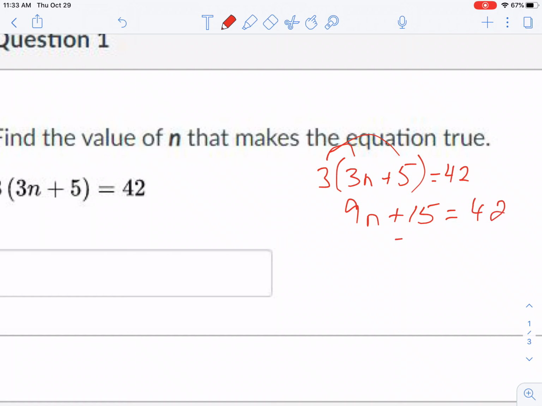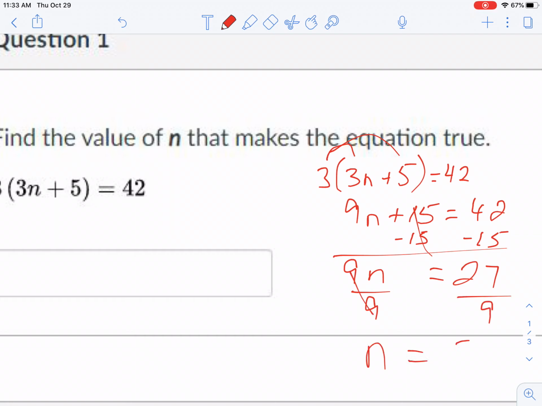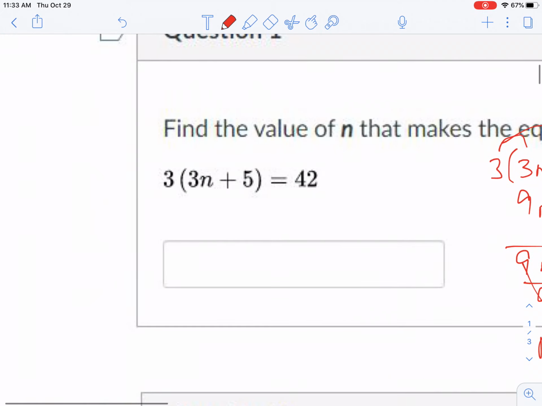Now I'm going to subtract 15 on both sides. 9n drops down. The 15's cancel. The equal sign drops down. 42 minus 15 is 27. The last and final step is divide both sides by 9. The 9's cancel, n drops down, and it equals 3. So in Canvas, I would just type in 3.